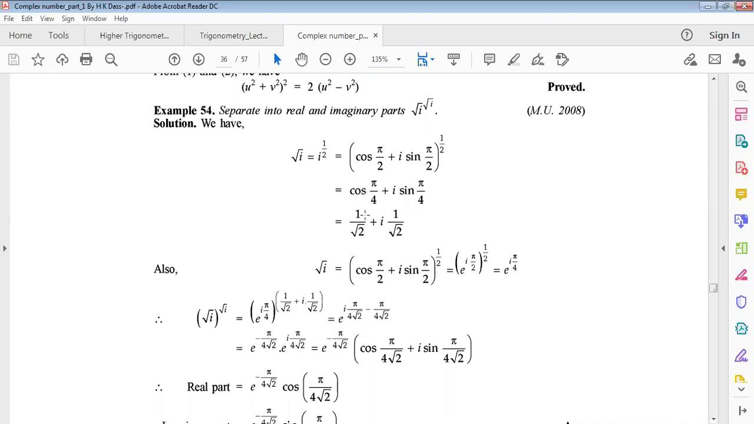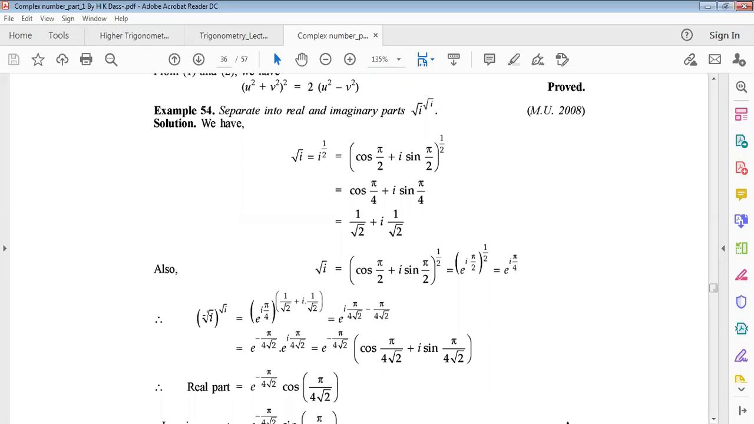Now cos 45 degrees is 1/√2, and sin 45 degrees, π/4 meaning 45 degrees, is also 1/√2. That means the square root of i can be written as e^(iπ/2) in exponential form. Do you know the formula for e^(ix)? It is cos x + i sin x. So in place of x we put π/4, and this can be written as e^(iπ/4).